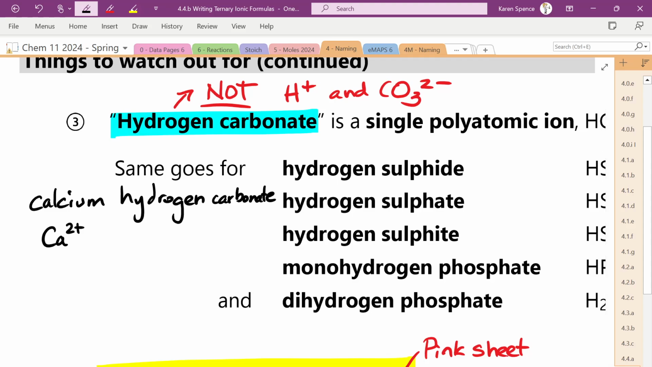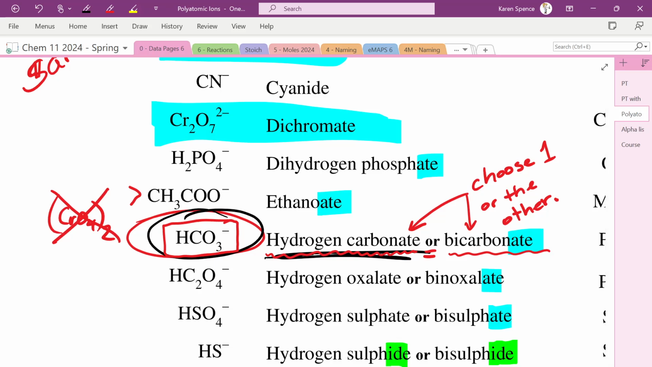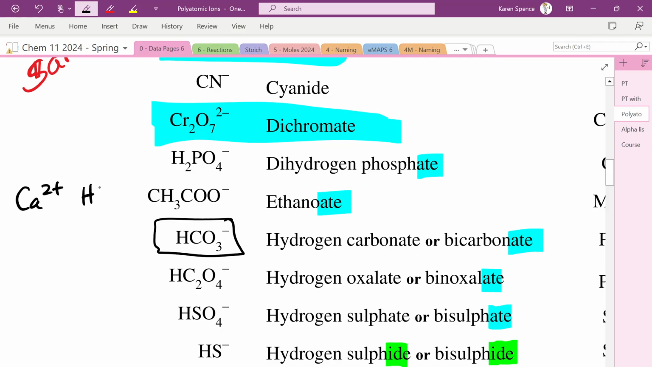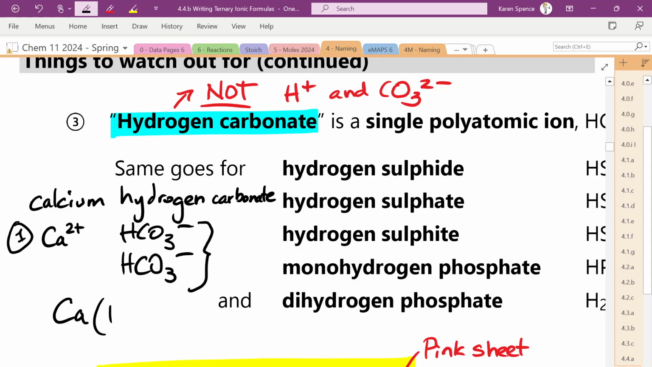What letter should you be looking under? H. And you'll notice, is it H plus and CO3 2 minus? No, it's just HCO3 minus. Do you see how if I did Ca 2 plus and H plus and CO3 2 minus, you would get confused and you'd be like, how do I balance that? That's complicated. And that's because that's not what you're doing. You would be balancing Ca2 plus and HCO3 minus, and at that point it becomes easy to see that you need 2 of these. So that would then be Ca. We need 1 Ca. How many HCO3s do we need? 2. So that would be Ca(HCO3)2.